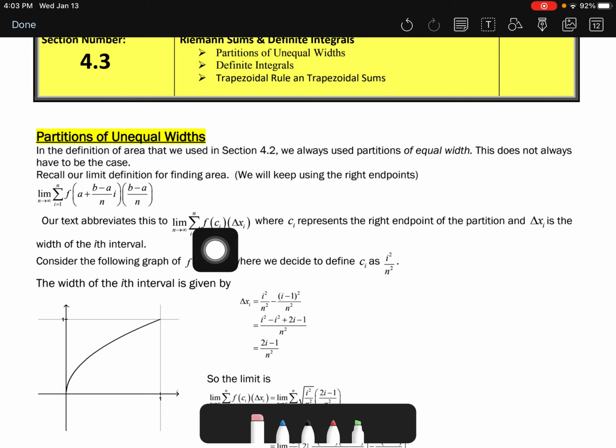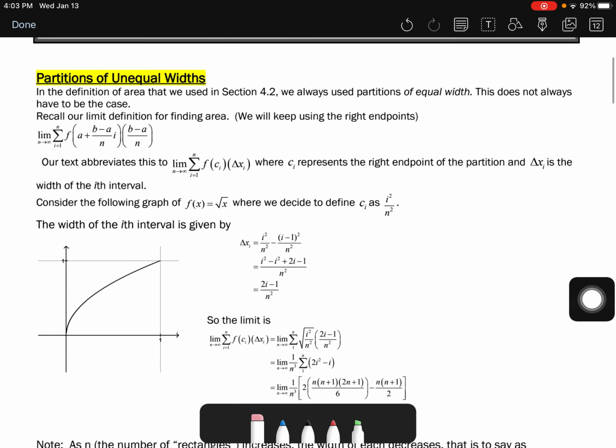concise. So f of c, or f of c sub i, depending on which term we're on, they use that sub i, is going to replace all of this, and then delta x sub i is going to replace the width. Okay, so it's a little more of a concise formula there.